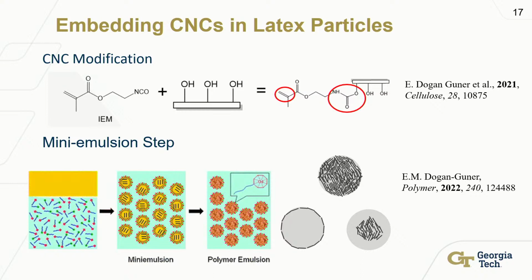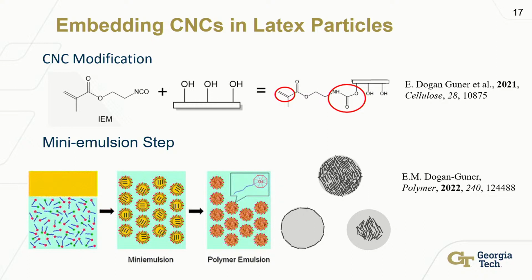But to do this modification, Ezgi did use something called isocyanatoethyl methacrylate, which is bifunctional. It has an isocyanate group that will react with hydroxyls on the surface of the cellulose nanocrystal, and then it leaves a pendant acrylic group, so this vinyl carbon-carbon bond becomes active when you copolymerize this with those butyl acrylate and methyl methacrylate monomers. So she did that modification work and ended up figuring out how to do what's called a mini emulsion polymerization.